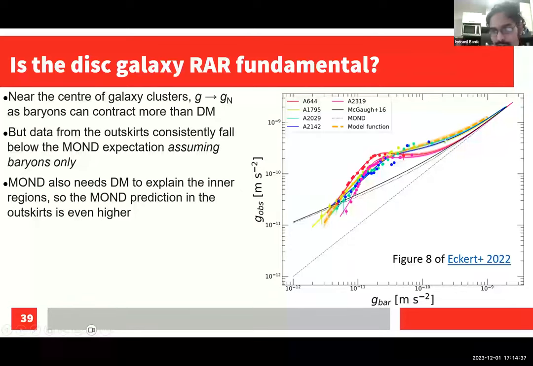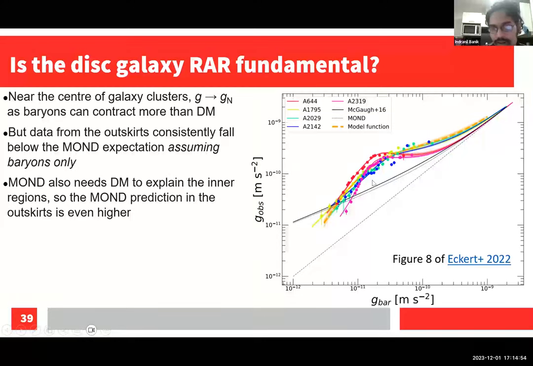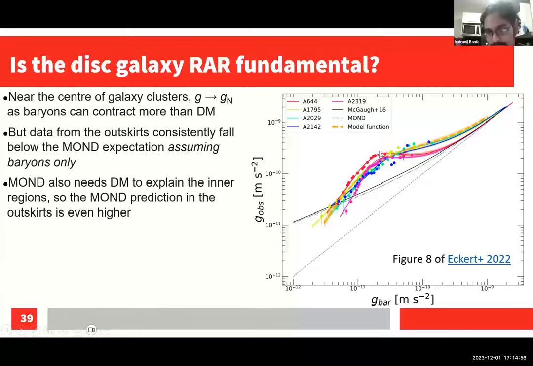They also show results closer to the center. Obviously, if you get very close to the center of the cluster, G will approach GN, because the baryons can contract more than the dark matter, eventually reaching the baryon-dominated region. But if you worry about the outskirts, the data consistently go below the MOND prediction, assuming baryons only. Remember, for MOND to have any chance of fitting this data, there would need to be a lot of dark matter, and therefore the MOND prediction would really not be like this line. It would be some kind of line like here.